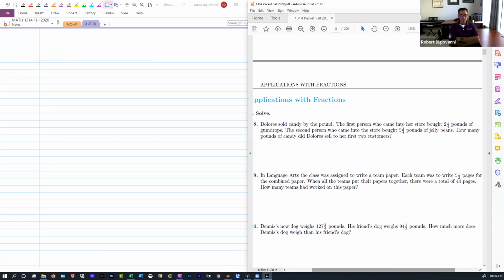All right, so let's read through this first question. Dolores sold candy by the pound. The first person who came into her store bought 2 1/4 pounds of gumdrops. The second person who came into the store bought 5 3/4 pounds of jelly beans. How many pounds of candy did Dolores sell to her first 2 customers?